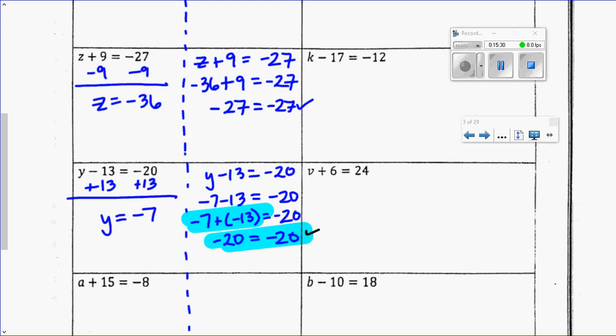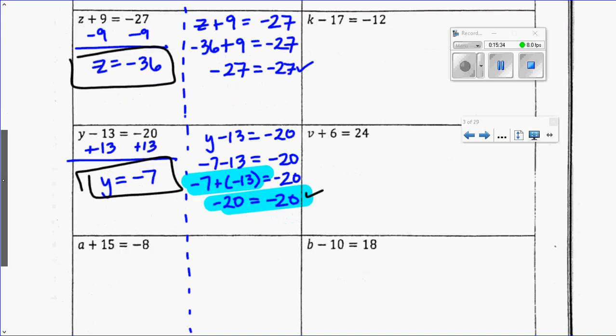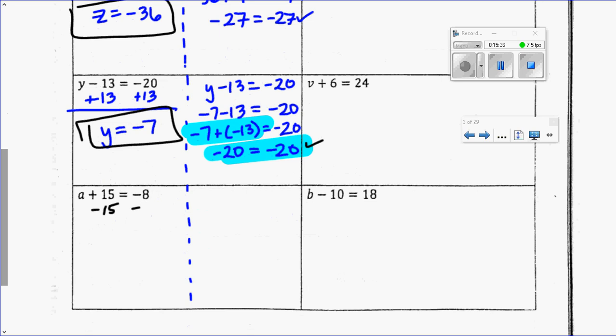Okay, and then the last one there, I subtract 15 from both sides, and then I have negative 8 minus 15, which is negative 23.